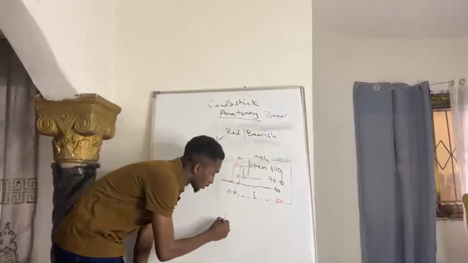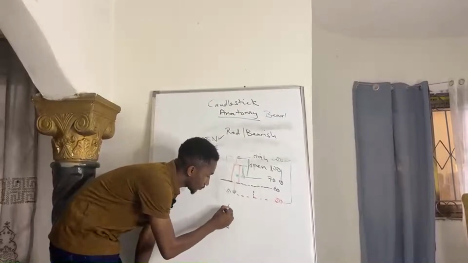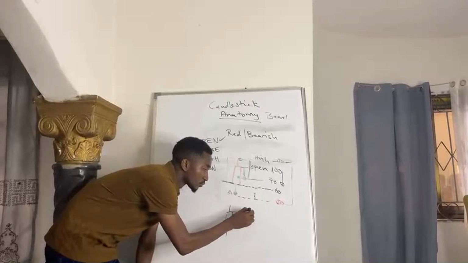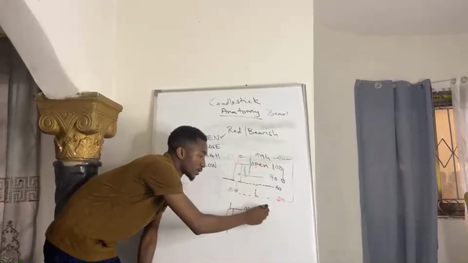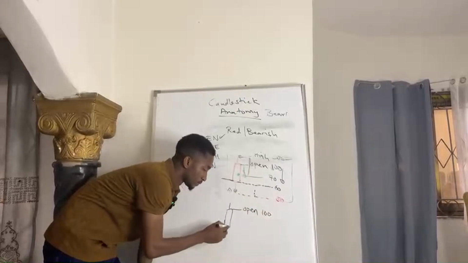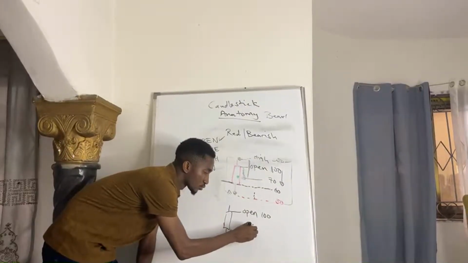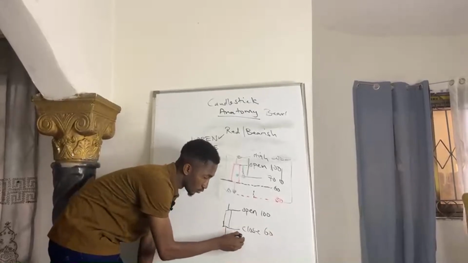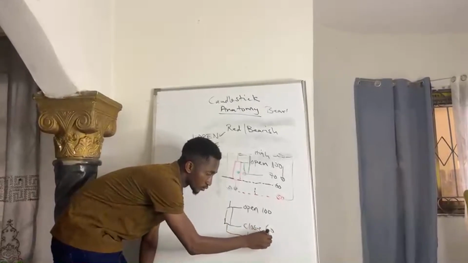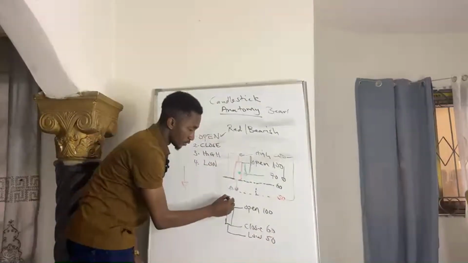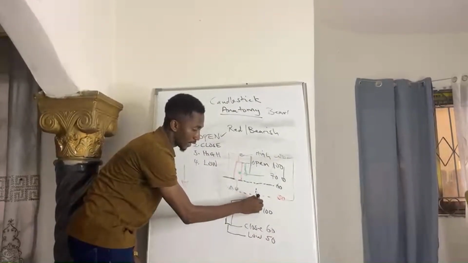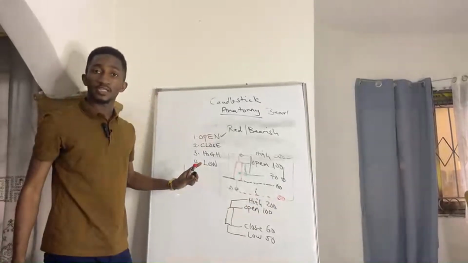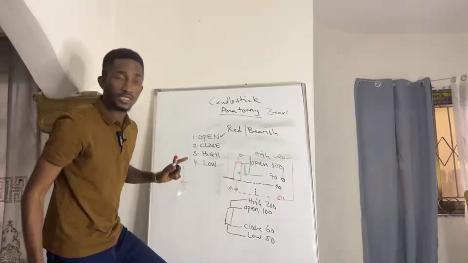What do I mean by this? This one you are now seeing like this. This is the open, the $100. This is the close, which is going to be $60. This is the low, which is going to be $50. And this is the high, which is going to be $200. So far, this is what I'm just explaining.